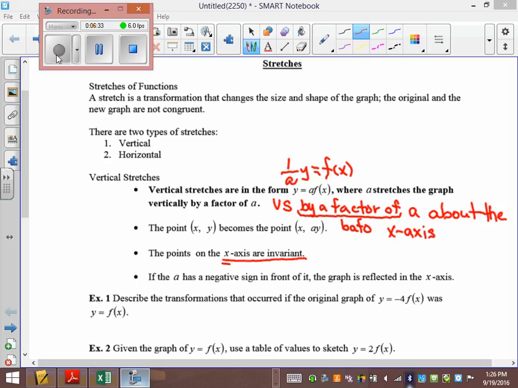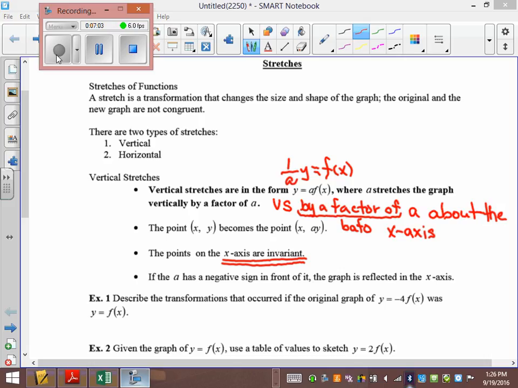Why are the points on the x-axis not changing? What's your y value when the point is on the x-axis? 0. And when you multiply anything by 0, what do you still get? 0. So vertical stretches multiply by that value, but if your value is 0 and you times it by something, it's going to stay the same. That's why the points on the x-axis are invariant when you have vertical stretches, because a vertical stretch only multiplies the y value, not your x value.